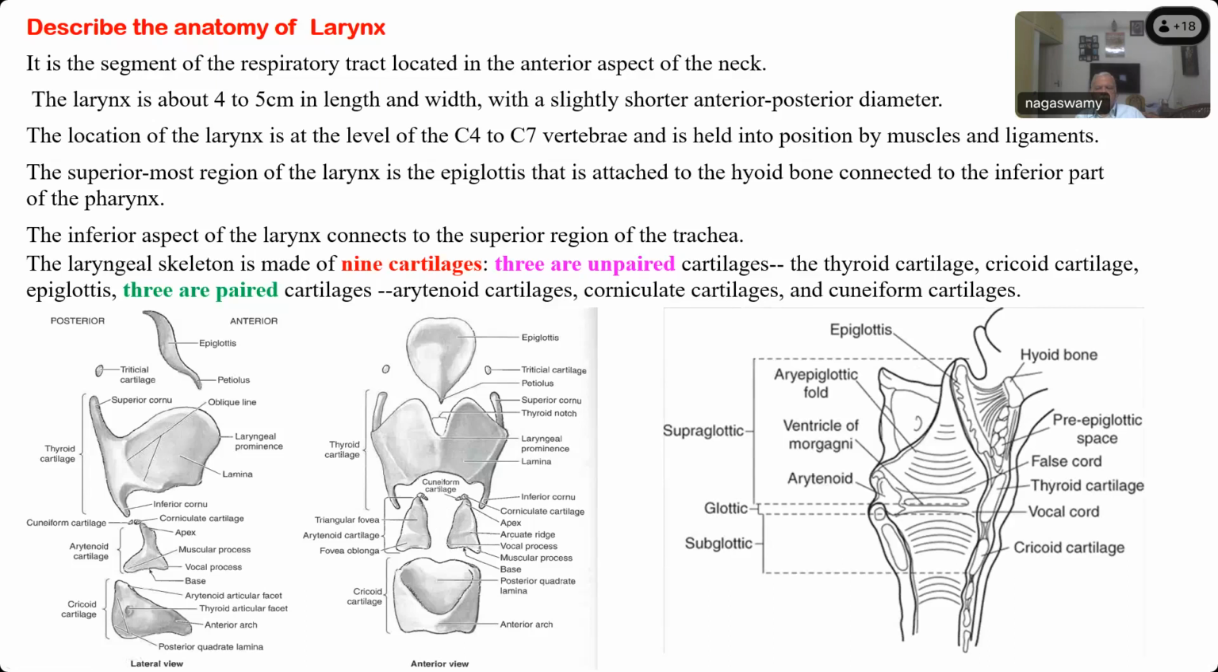And this is another picture to show how you divide it into supraglottic, glottic, and subglottic areas. Supraglottic consists of the epiglottis, the aryepiglottic fold, the ventricle of Morgagni, and part of the arytenoid. The glottic opening is mainly made up of the vocal cord, which is the inlet point to the lower passage of the larynx and trachea. Below that you have the subglottic, which is mainly the cricoid region. So these are the 3 divisions of the larynx.